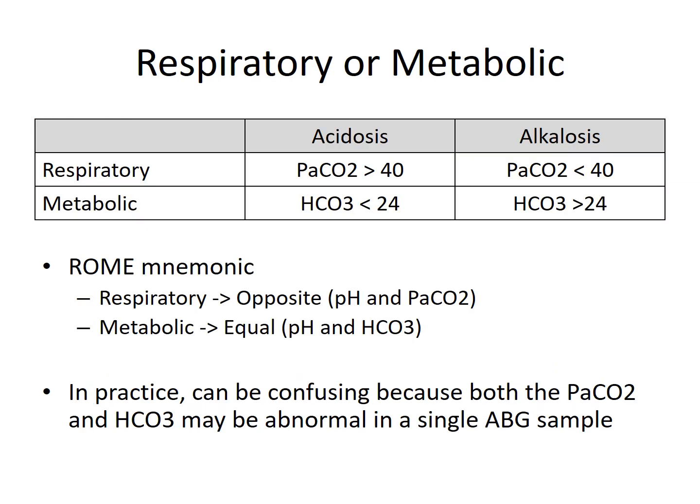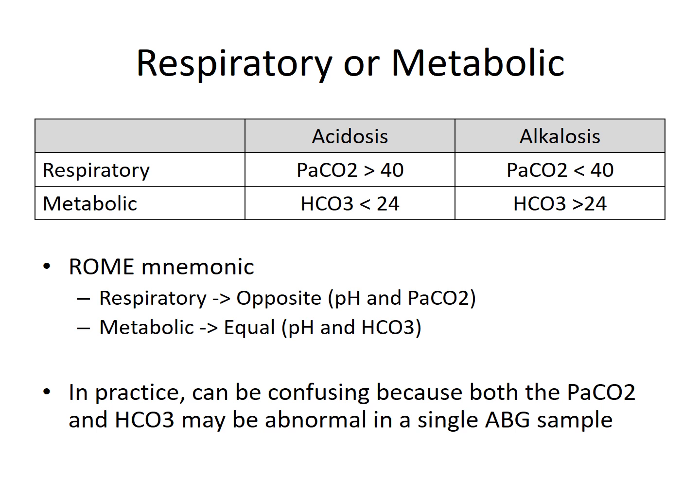Okay, now that we've completed step 1 and determined whether we are dealing with an acidosis or an alkalosis, the next step is to determine the type of primary abnormality. There are 4 options to choose: 2 options for ABGs with acidosis and 2 options for ABGs with alkalosis. In both cases, the options are either respiratory or metabolic.